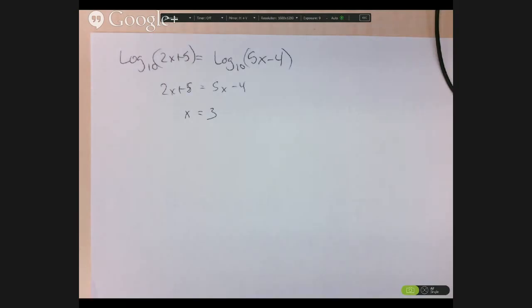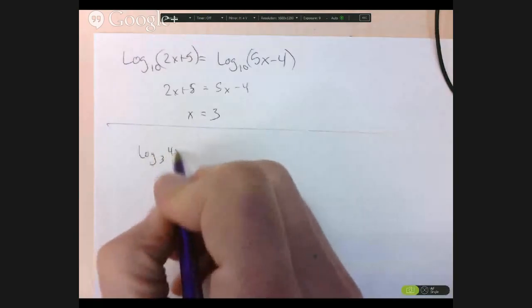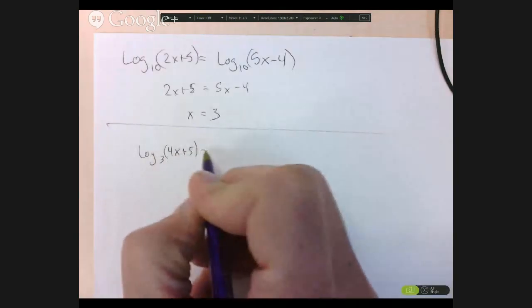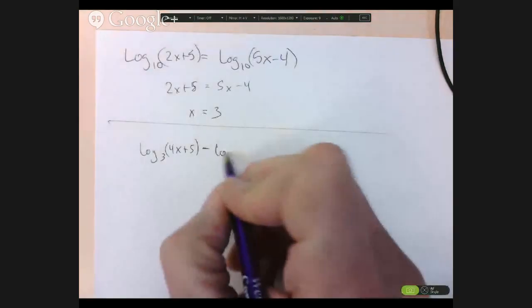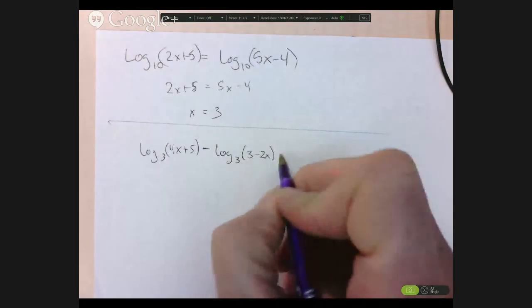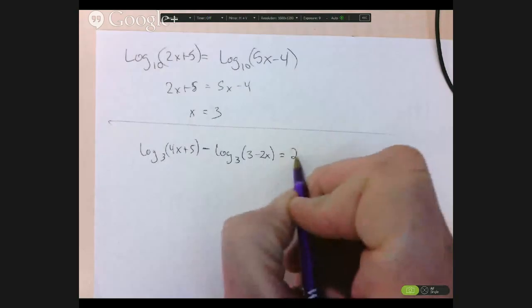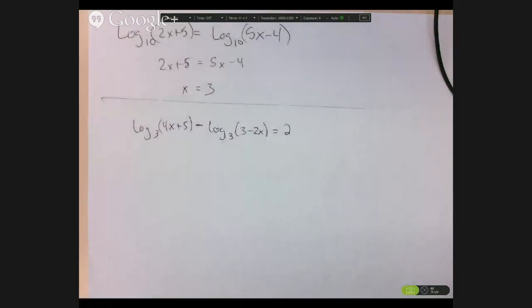This one will show you a little bit more of how to use the properties of powers. So log base 3 of 4x plus 5 minus log base 3 of 3 minus 2x equals 2. There are a couple ways to do this one.